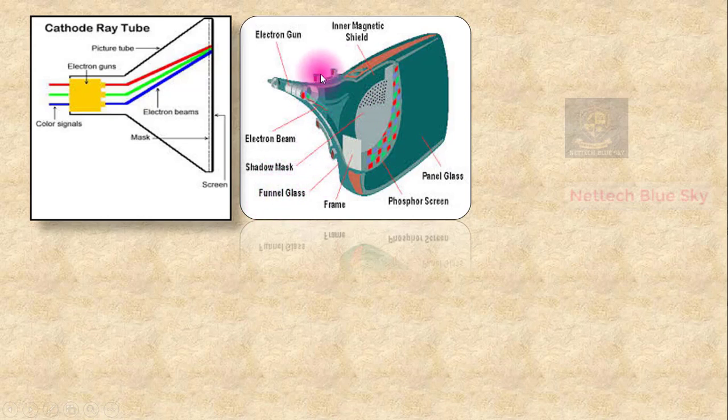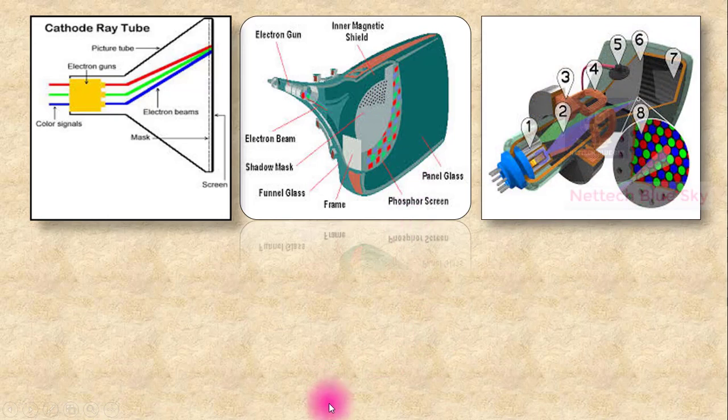And the funnel glass. This is the funnel glass, outside black glass, and the frame, you can see here. This frame controls your lighting. And the panel glass means front glass, and phosphorus screens, phosphorus gas inside the phosphorus screen. This is one, the electronic guns, meaning electronic beams: red, green and blue. These three types only show the three electronic colors, and they are mixed.